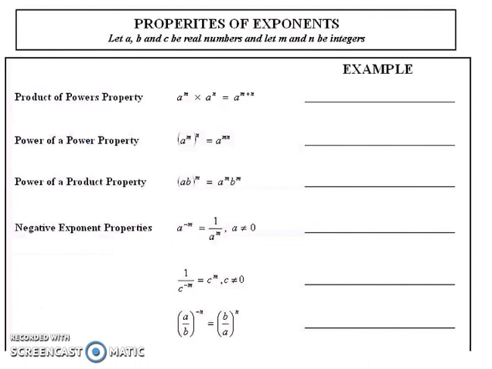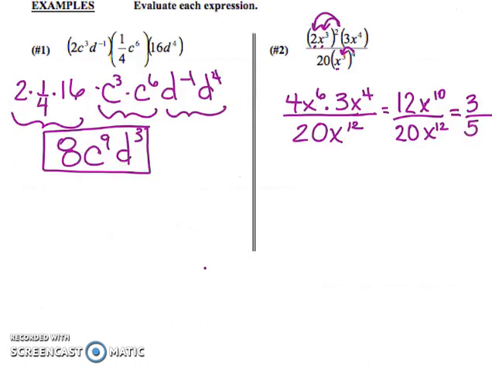Okay, so first let's look at our coefficients. We've got 12 over 20. That's a fraction that can be reduced. They have a common factor of 4. How many times does 4 go into 12? 3. How many times does 4 go into 20? 5. So I'm going to have a 3 upstairs and I'm going to have a 5 downstairs.